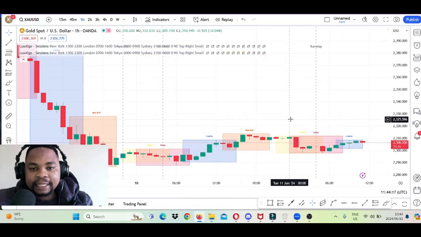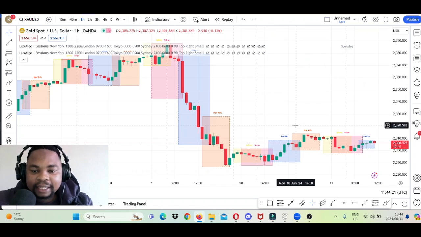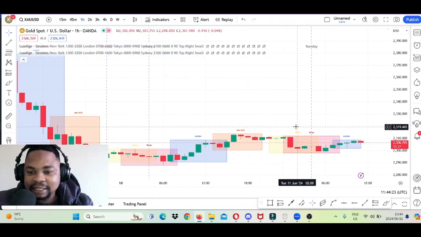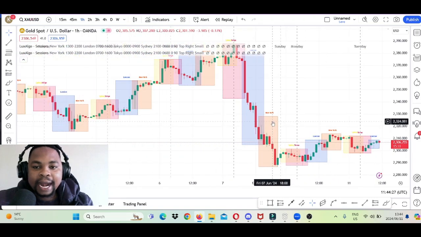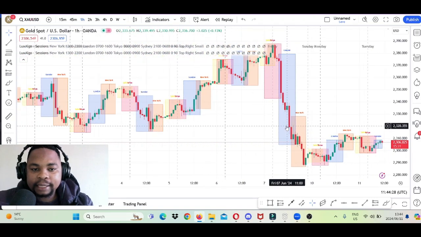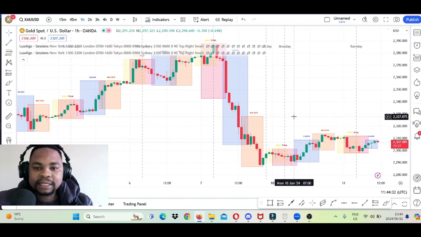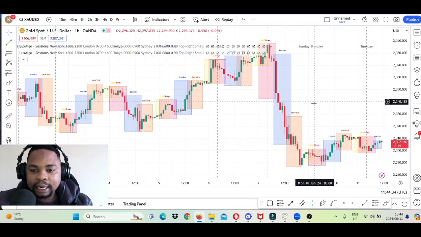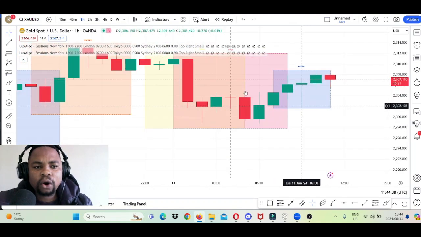This indicator shows you which one is a London session, which one is a Tokyo session, which one is a Sydney session, and which one is a New York session. What I like about it is that it also has the dates there at the top, so you get to know on this particular day we had a London session starting from what time. It depends basically on your time frame.